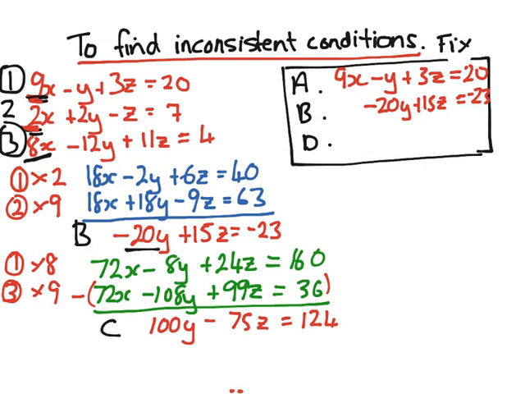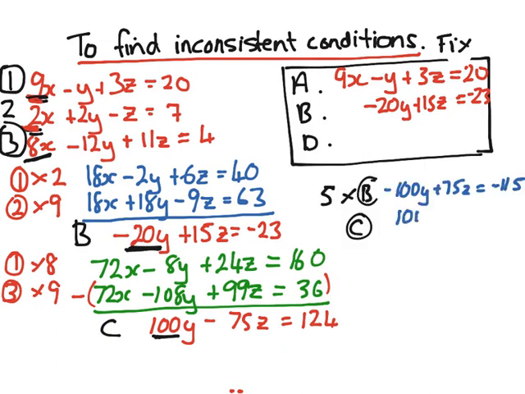In this case, multiply B by 5 and we will get 100. Write equation C underneath it, and then you can add these two together, and you'll see that you get 0 equals 9. Now this is a false statement.